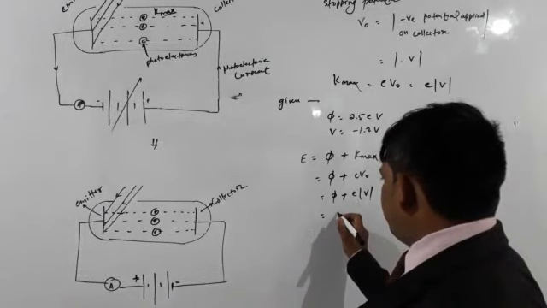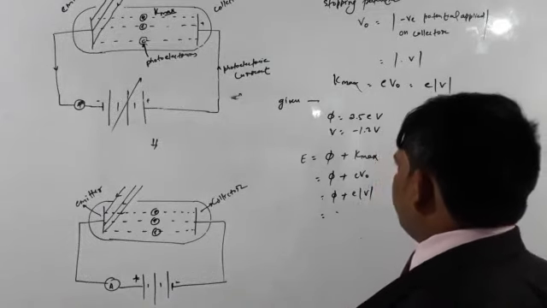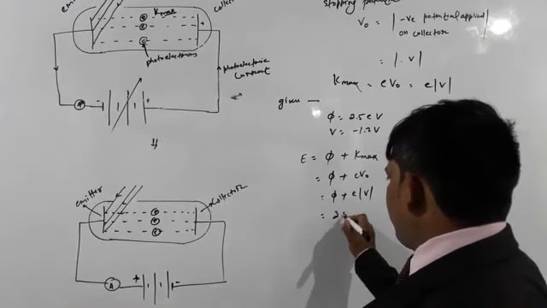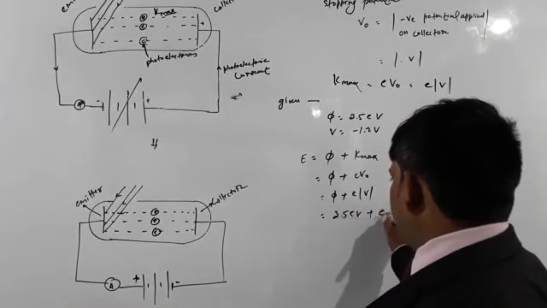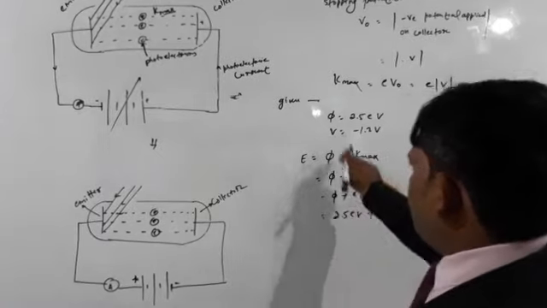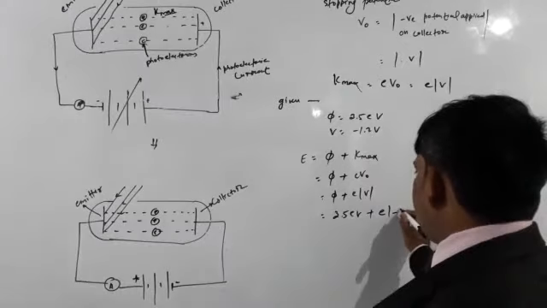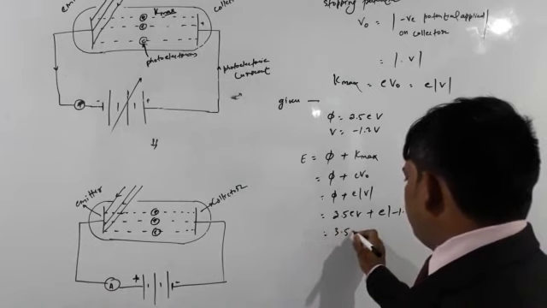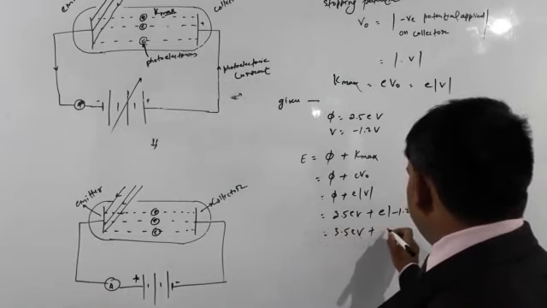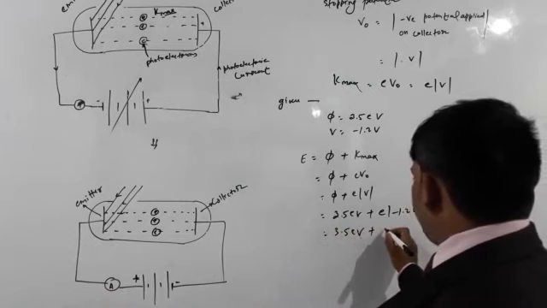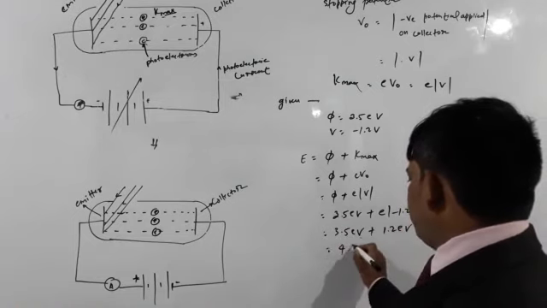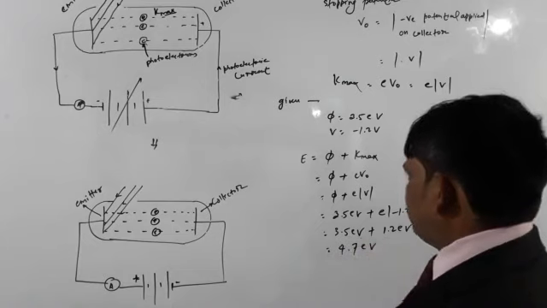Now phi, according to the question, phi is given as 3.5 electron volt. So 3.5 electron volt plus e times V, and here V, the negative potential, is given as minus 1.2 volt. So this is equal to 3.5 electron volt plus 1.2 electron volt. This is equal to 4.7 electron volt.